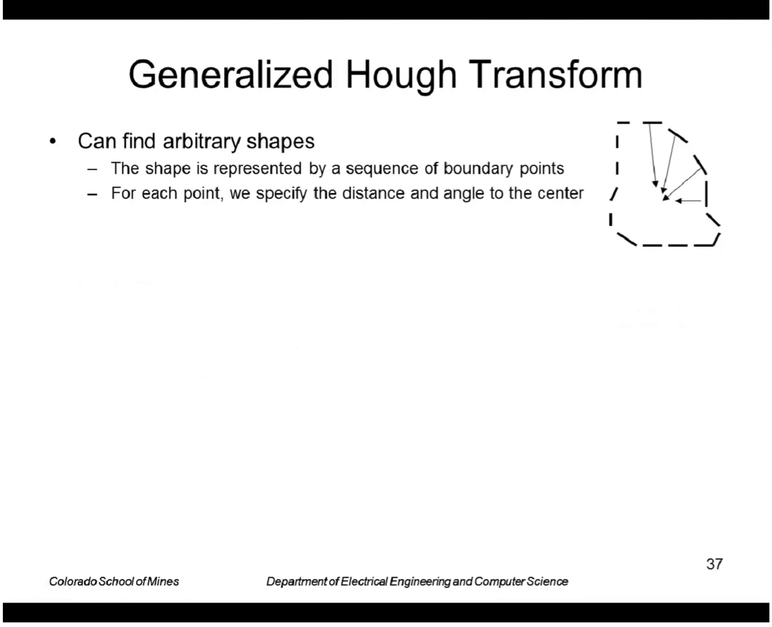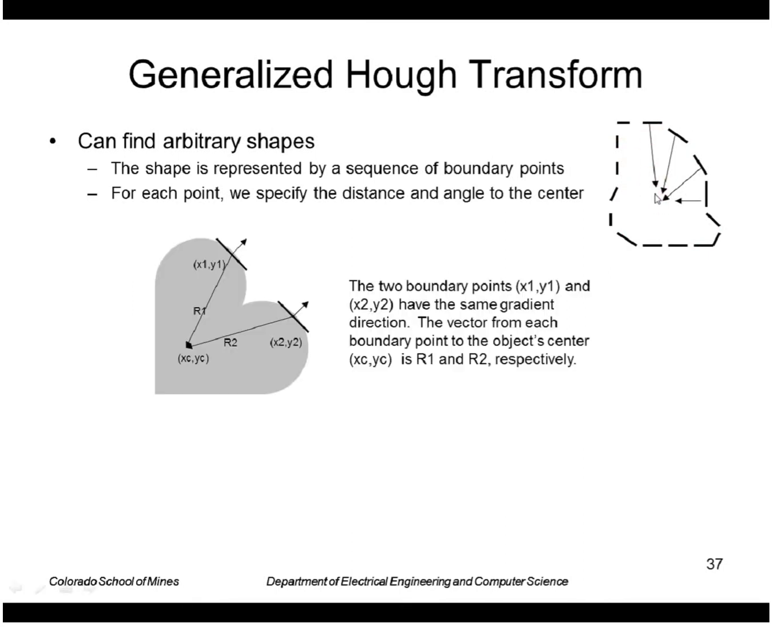The generalized Hough transform is a nice extension to the line and curve finding. It can find arbitrary shapes. We do some pre-processing. We take our shape and we represent it by a bunch of boundary points. And for each boundary point, we compute the distance and angle to the center of the shape. So all that is pre-processing.